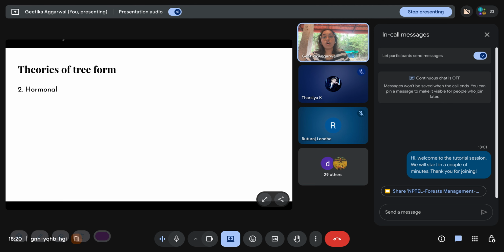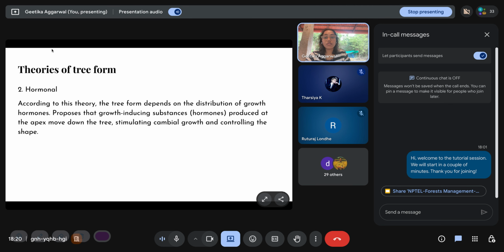Second theory is basically the hormonal theory, which talks about how the growth hormones in a tree are produced at the apex. So, according to this theory, the tree form depends on the distribution of growth hormones, how they're distributed throughout the tree. It proposes that these growth inducing hormones are produced at the top of the tree, at the canopy, at the apex, and they stimulate cambial growth, and they control the shape. So as they get distributed down across the tree stem, they also affect cambial growth, and they lead to the different shapes in the tree.